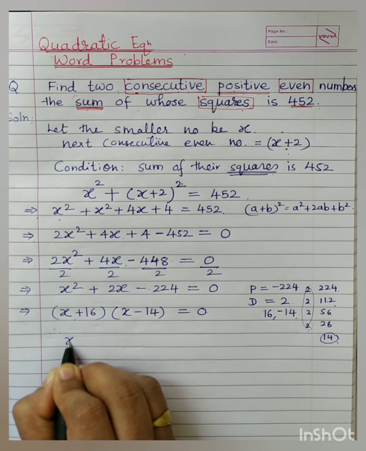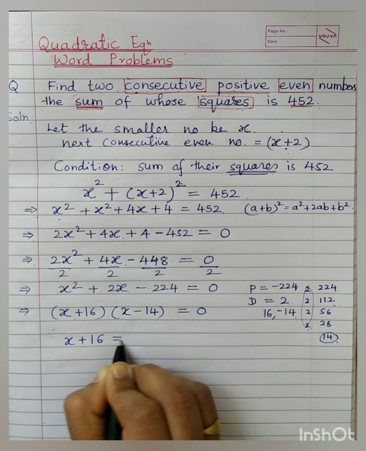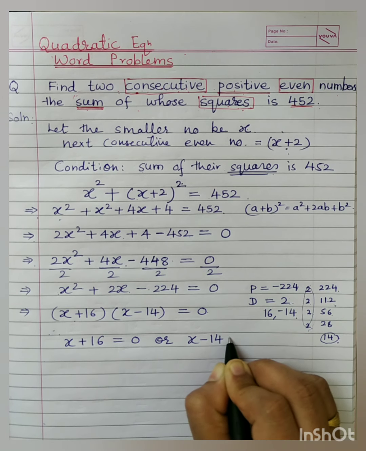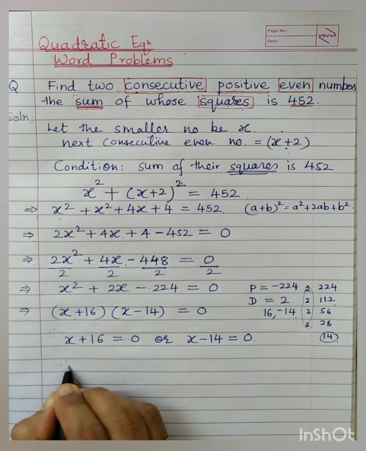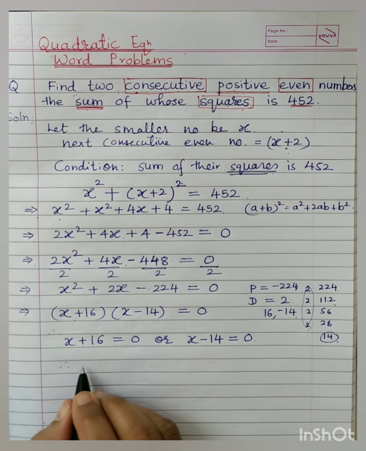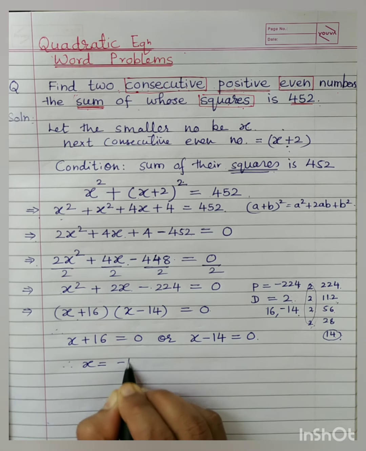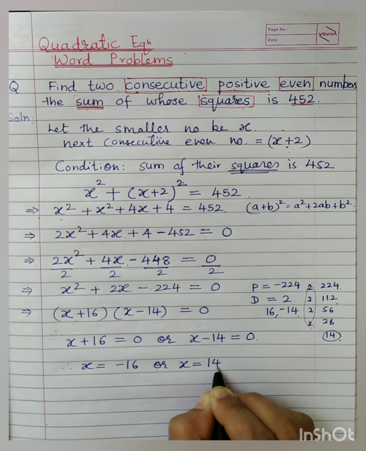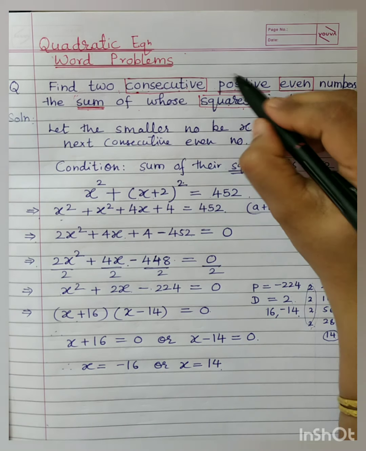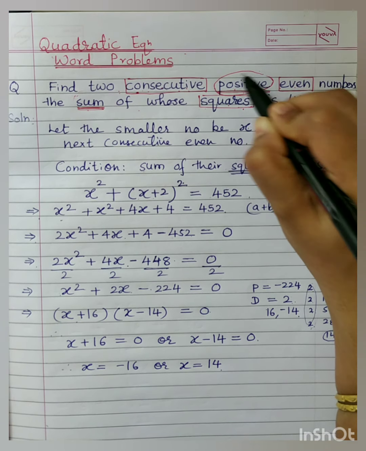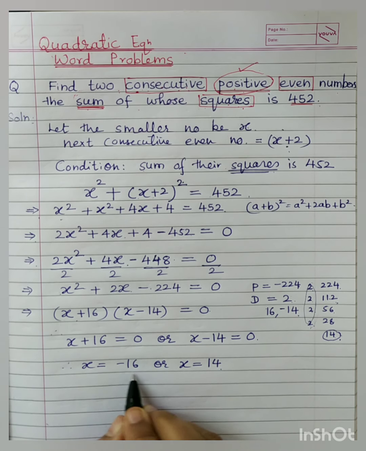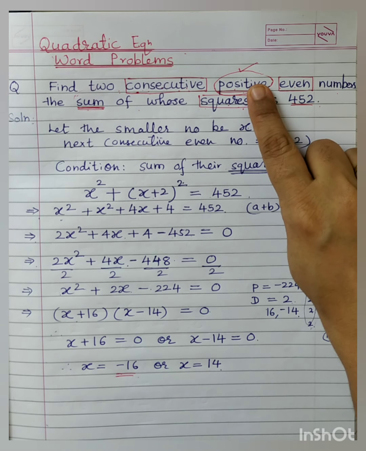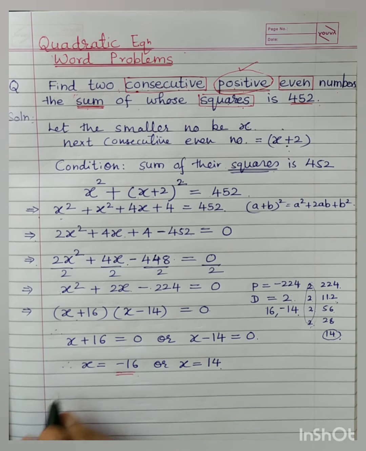This gives you x plus 16 equal to 0 or x minus 14 is equal to 0. That gives you x is equal to minus 16 or x is equal to 14. Now here comes the condition of our question, positive. So can we take x is equal to negative 16? No, we have to go back for this. X should be positive. So we will be rejecting.